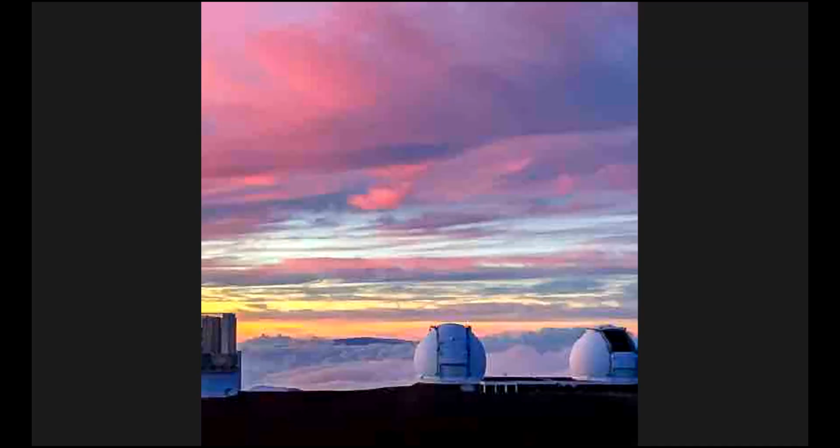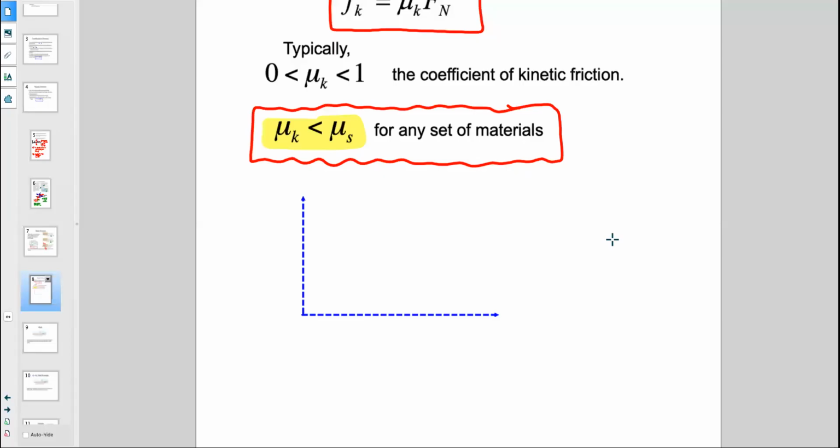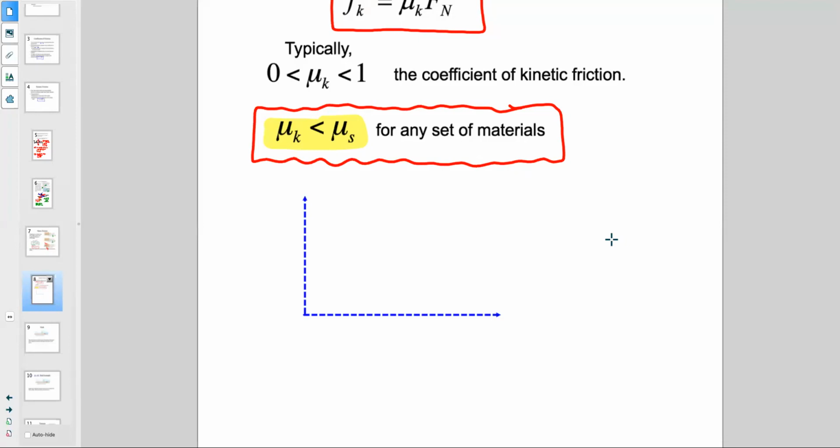We have x and y. I have x and y, and I want to plot, let's say, the frictional force, either static or kinetic, versus the force that I am applying to the object.